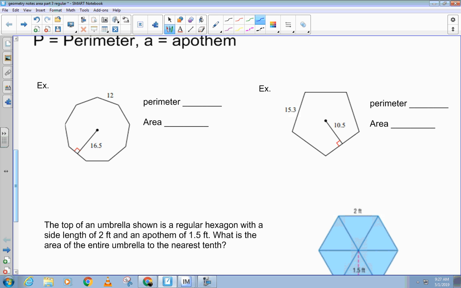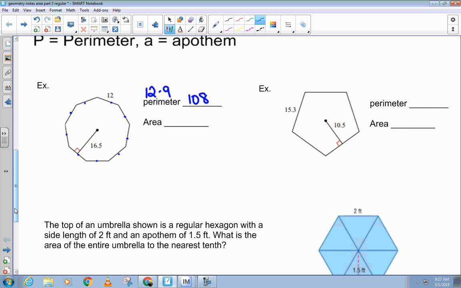So you would need to count: 1, 2, 3, 4, 5, 6, 7, 8, 9. What kind of polygon has 9 sides? Nonagon, right? And one of the sides is 12, so if it's regular, they're all 12. So how would I find the perimeter? 12 times 9, right? I think that's 108. Okay, so that's my perimeter, it's 108.